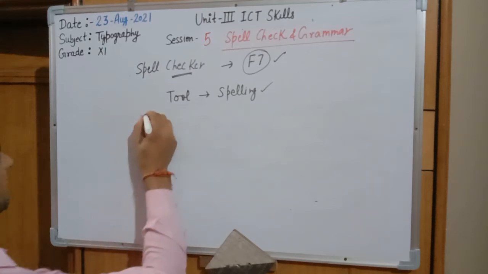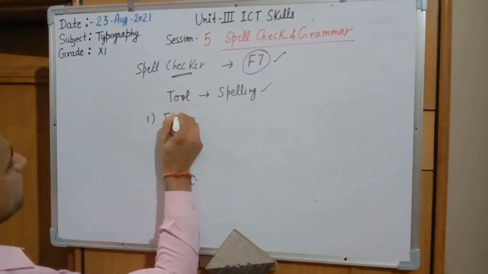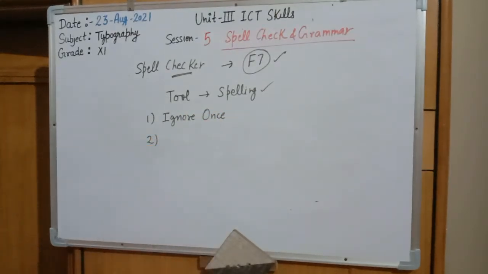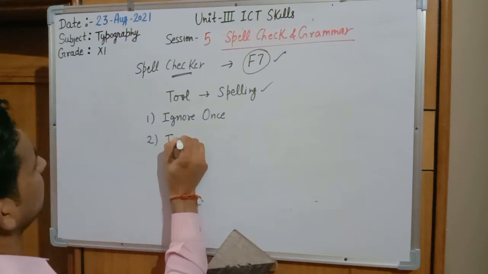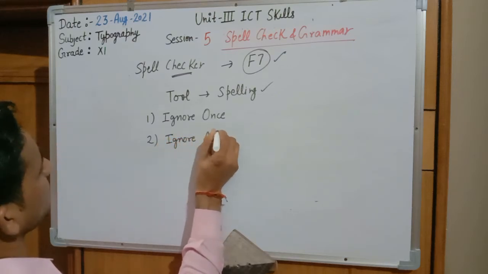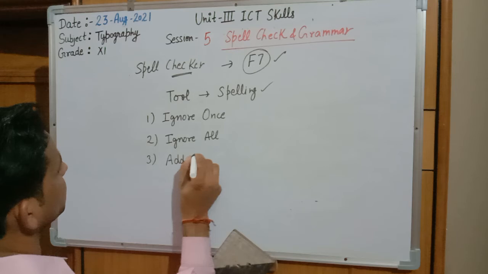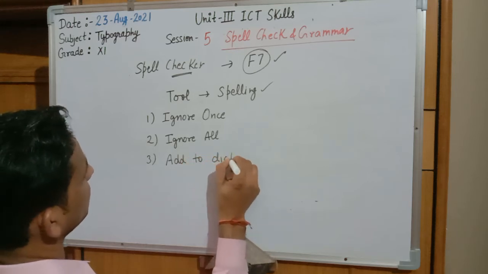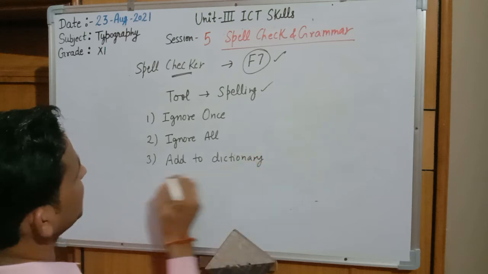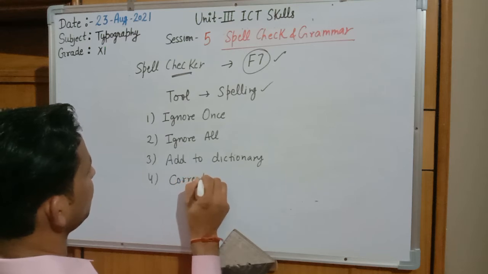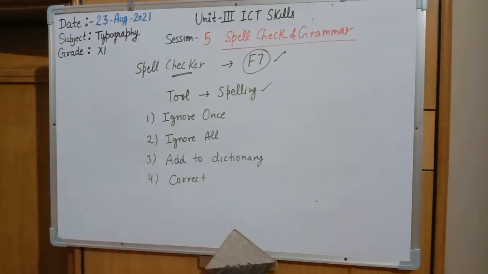Which options are present? One is Ignore Once. Second option will be Ignore All. Third option will be Add to Dictionary. And fourth option will be Correct. Now the first option, Ignore Once. Then we leave the word in the text as it is and do not change it.